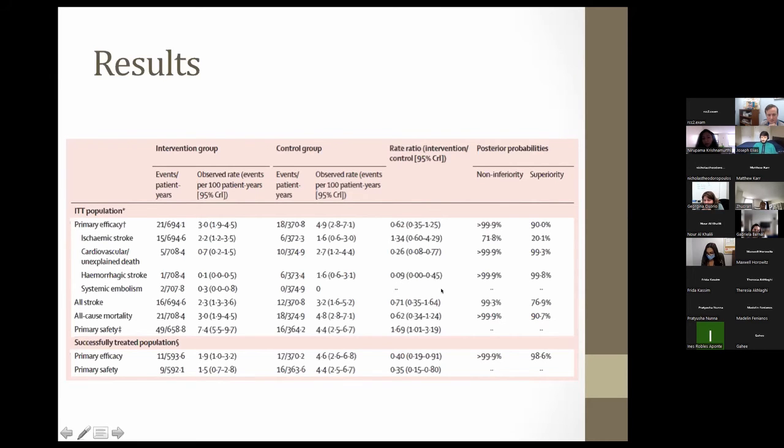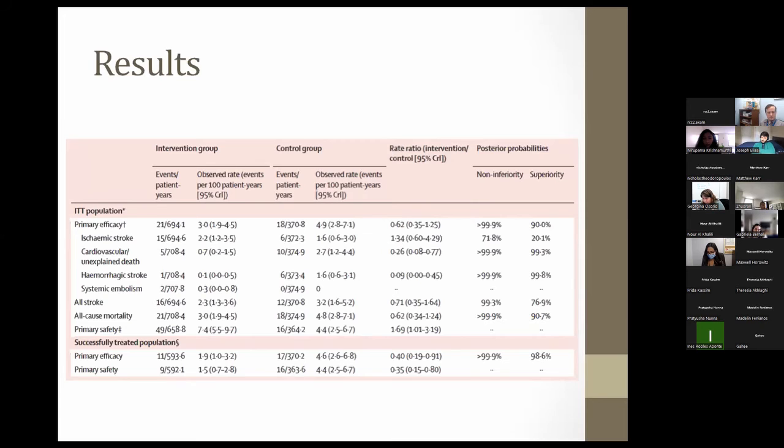Anyone who would go for the total and be okay with the results, and why? Okay, we can move on to the primary safety endpoint. Here, when you look at the primary safety endpoint, you see that it's higher in the intervention group as opposed to the control group, and it's significantly higher. It's 7.4 versus 4.4.